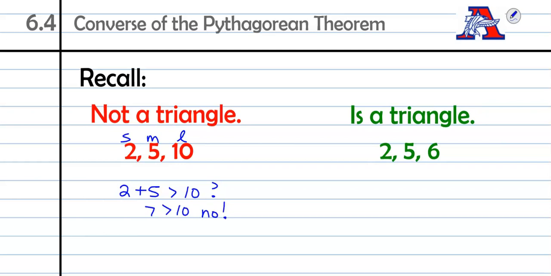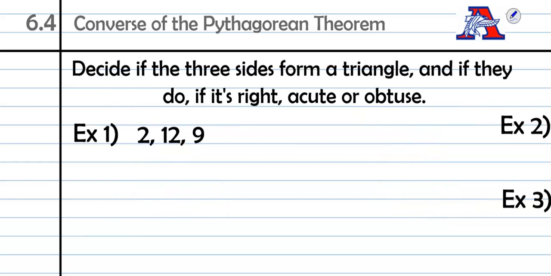So we need to make sure that we're checking each of these before we go ahead with the converse of the Pythagorean theorem. This one over here does work. If you had 2, 5, and 6, so once again small, medium, and large, you would check 2 plus 5 bigger than 6. 7 is bigger than 6, so yes, that would work. Just a reminder, we're going to have to do that for each of these examples.